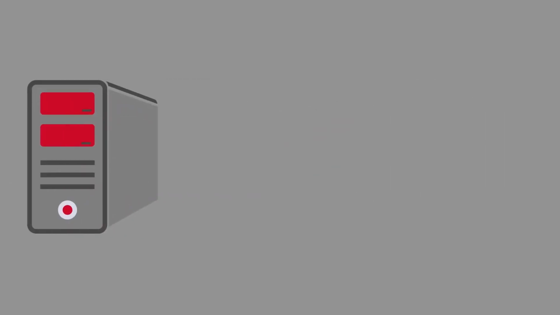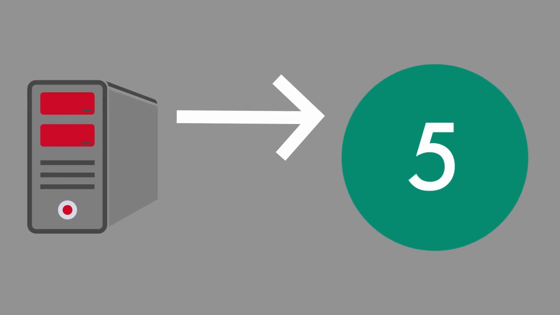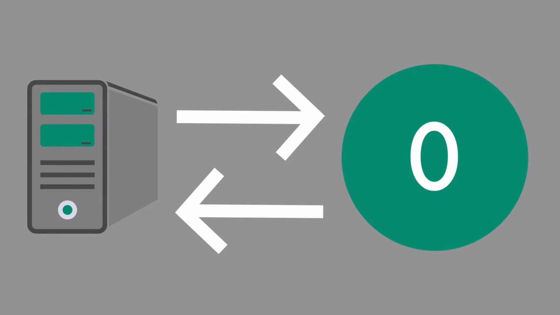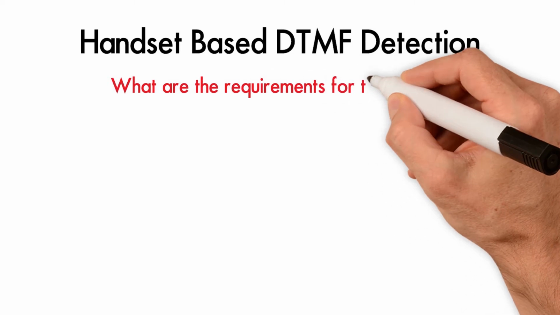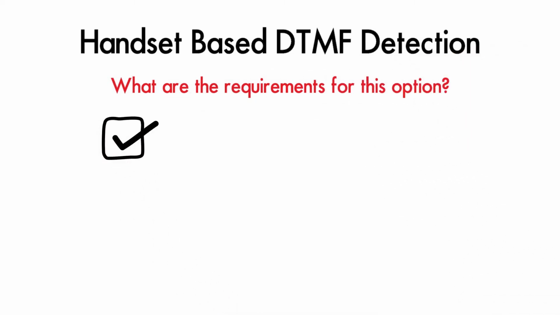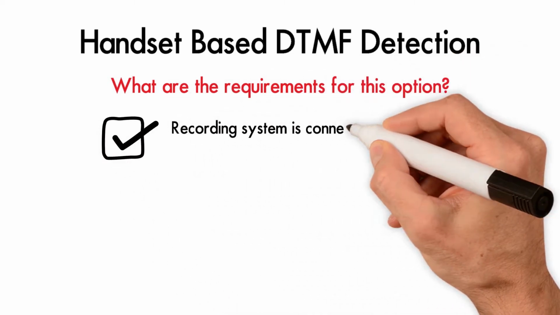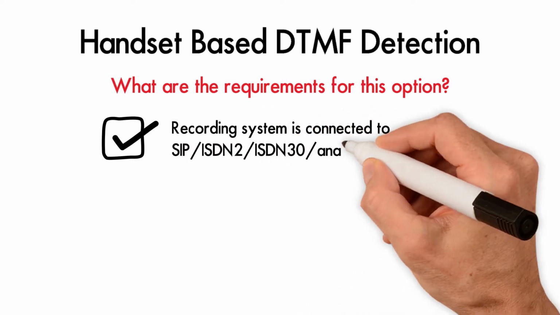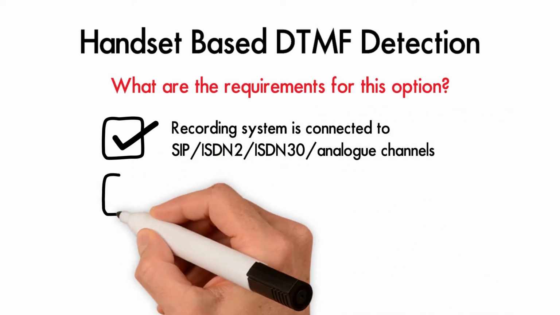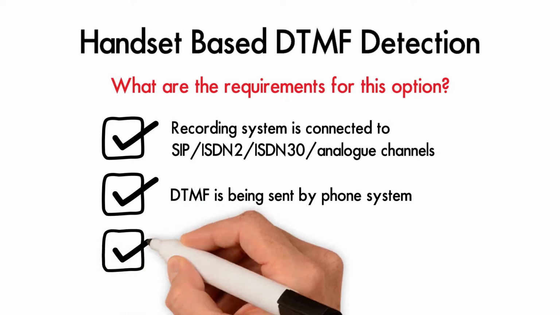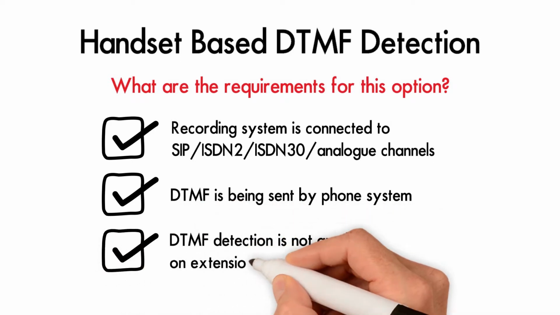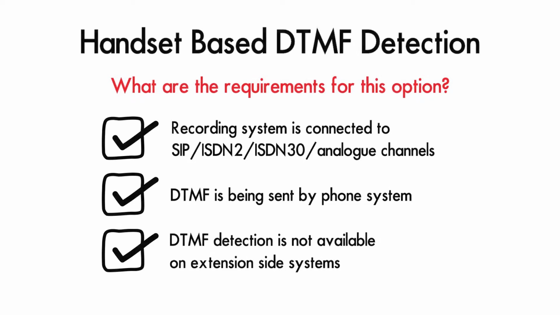An alternative method is to enable the timeout option. This triggers the recording system to resume recording automatically after a set number of seconds. What are the requirements for this option? Recording system is connected to SIP, RSDN2, RSDN30 and analog channels. DTMF is being sent by the phone system, and please note, DTMF detection is not available on extension side systems.